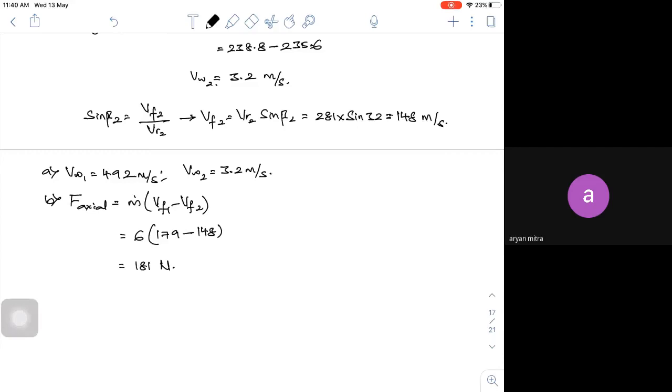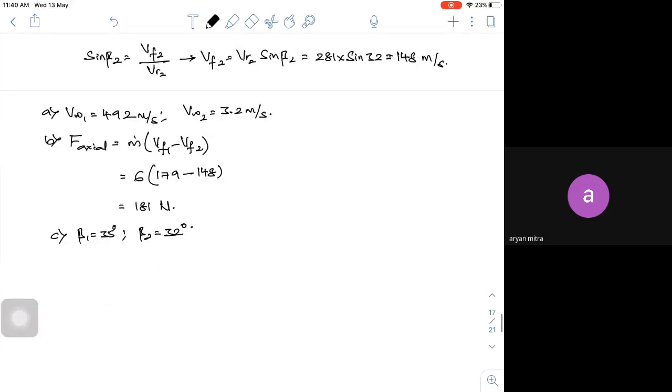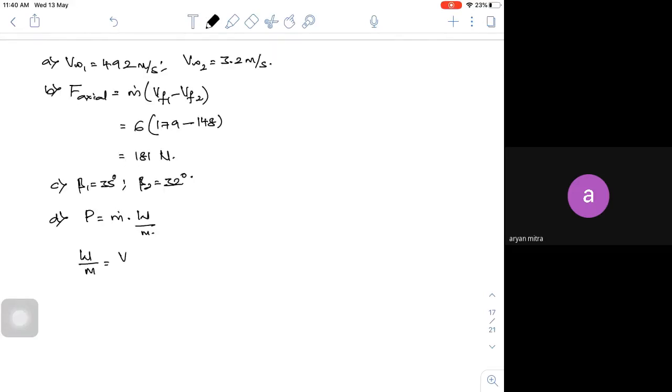For the third one, we already know beta 1 is equal to 35 degrees and beta 2 is equal to 32 degrees. And what is the power absorption? Power is nothing but mass flow rate into work done per unit mass. What is the formula to find work done per unit mass? Actually, it is W by m is equal to (Vw1 minus Vw2) into U.